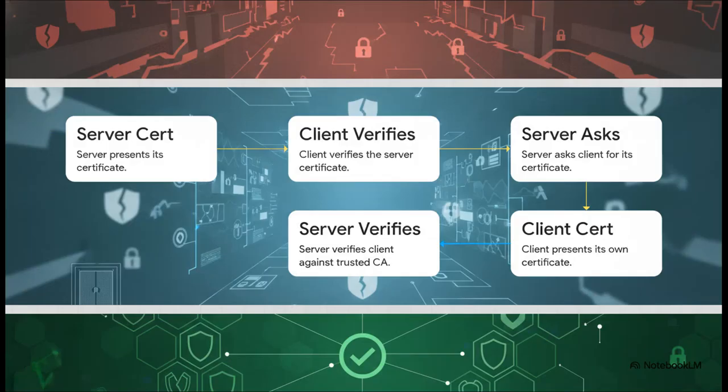So here's how this little handshake ping-pong match actually plays out. Step 1, the server presents its certificate. Step 2, the client verifies it. Standard stuff so far. But then the mutual part kicks in. The server fires back, asking for the client's certificate. The client obliges, and finally, the server verifies it against a Trusted Certificate Authority, or CA. The absolute vital takeaway here is that all of this verification happens before any RPC method is ever invoked. If verification fails, boom, the connection is instantly rejected. Unauthenticated clients are completely blocked at the door.